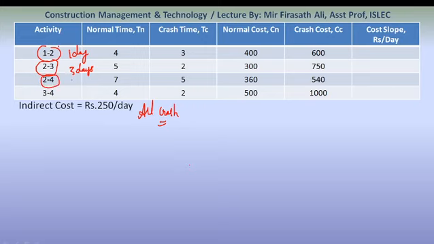activity 2 to 4 by 2 days, activity 3 to 4 by 1 day. Let us crash this all. So, what is the time? Let us draw the network diagram.